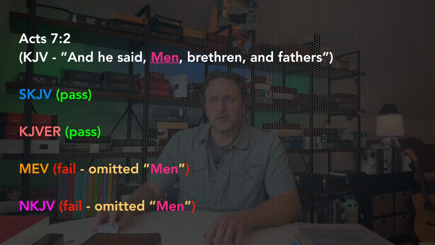Acts chapter 7, verse 2, KJV: "and he said, men, brethren, and fathers." Simplified is a pass, ER is a pass, but the MEV and the New King James both omit the word "men." It just says, "and he said, brethren and fathers."